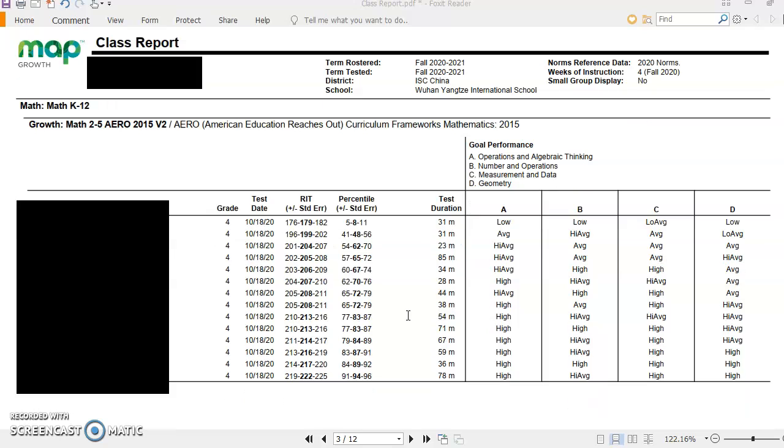I can also go into the next page, and it will tell me the student names, and then it will tell me, okay, which areas are they low at? And this is what I can work on in centers. I can say, okay, this student is low in operations and algebraic thinking, so maybe I want to put him or her in a center focused on that.